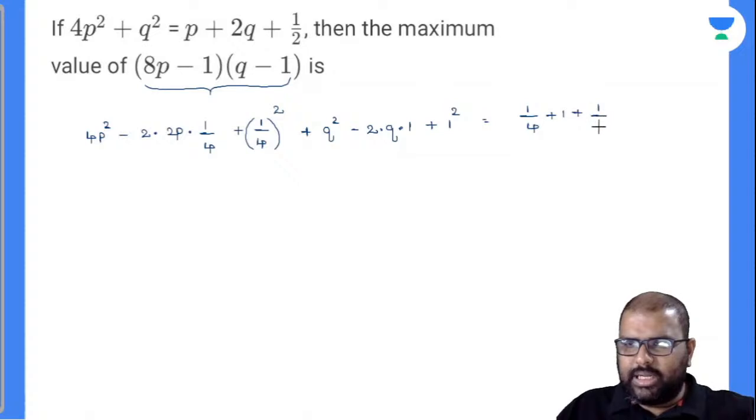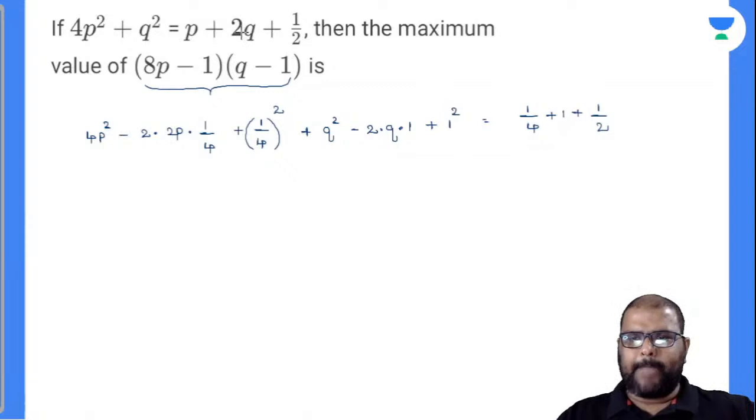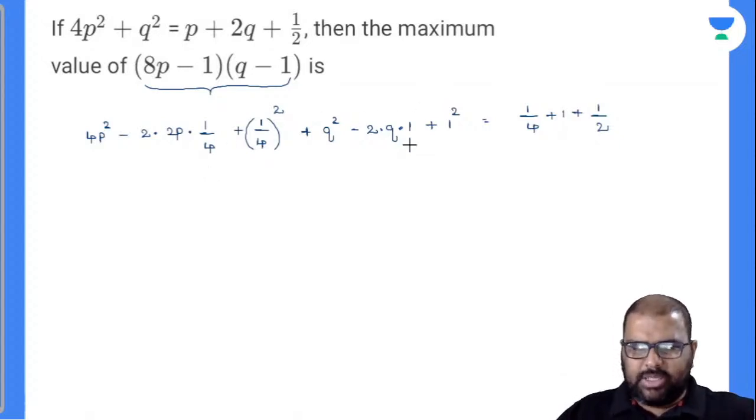Is there anything that I have done wrong there? 2q, right? Yes, perfectly, 2q only. Anything that we have missed? So we have 4p square minus 2 into 2p into 1 by 4, plus 1 by 4 whole square, plus 1. Okay, so let's solve this now.